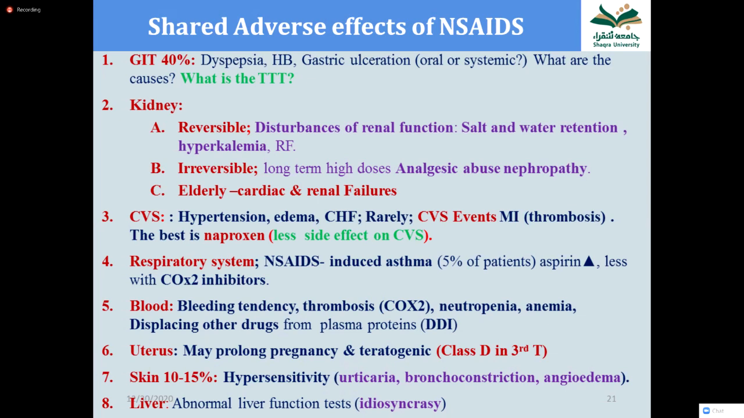Respiratory effect: it induces asthma in 5% of patients taking aspirin because it is inhibiting COX-1 only, and COX-2 is not inhibited. Then bleeding tendency, thrombosis, especially with COX-2, neutropenia, anemia, and displacement of other drugs from the plasma protein can be seen. That is the drug-drug interaction.